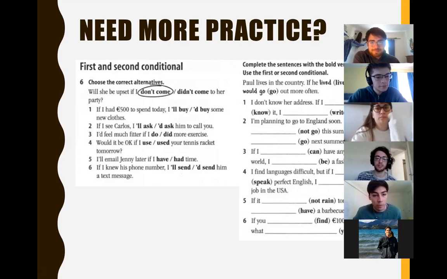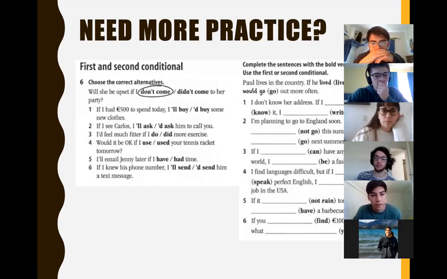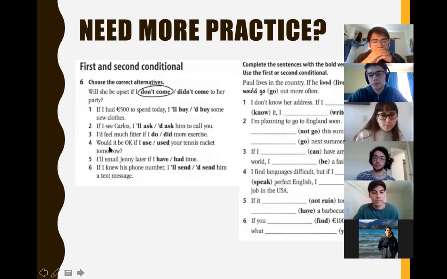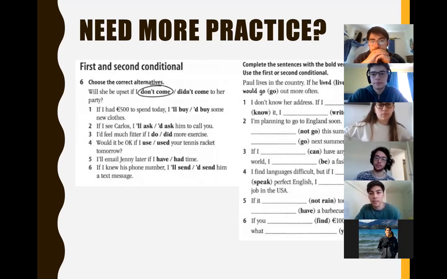Number 4. Would it be okay if I used your tennis racket tomorrow? Perfect pronunciation. Would it be? Not will it be. Would it be okay? You think, okay, likely, unlikely situation. Well, this is a likely situation, but pay attention to the structure. The person wants to be polite. And when we want to be polite in English, we try to be very indirect. So what is more indirect? Will it be okay or would it be okay? Would it be okay. That is why you choose the second.